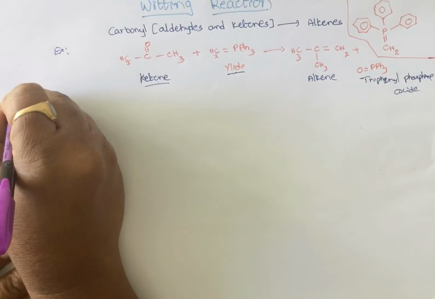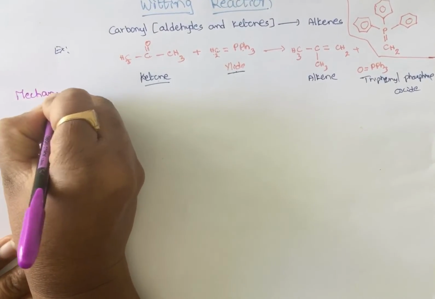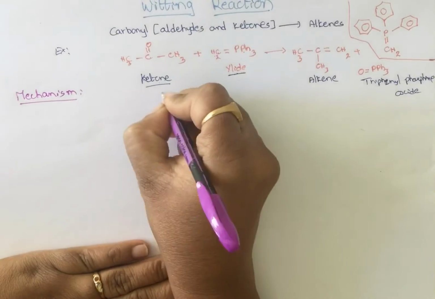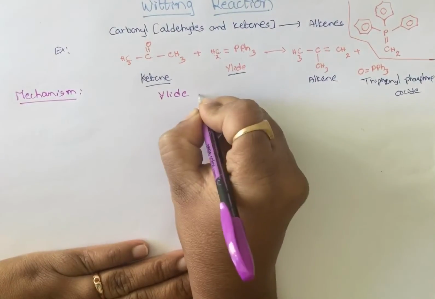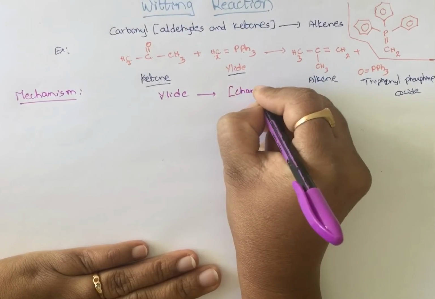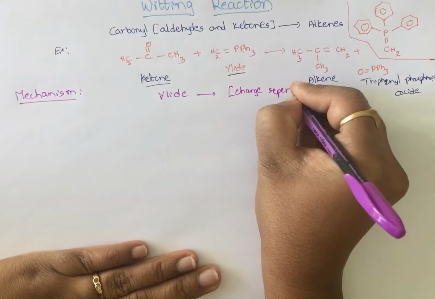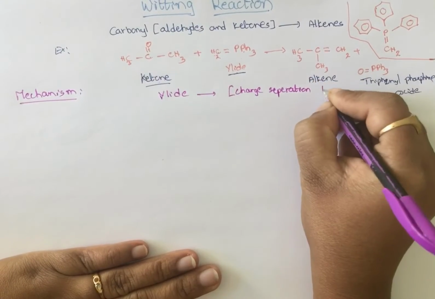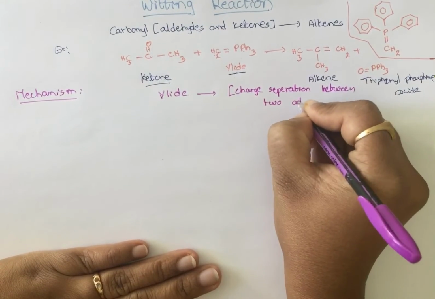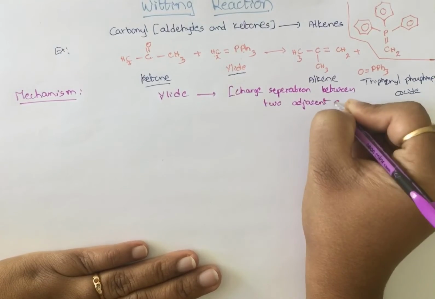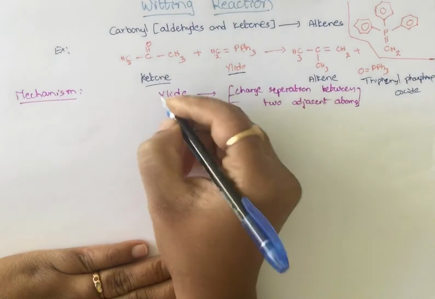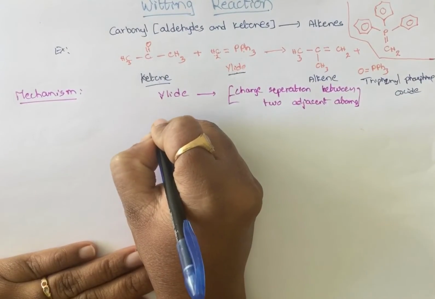Now let us discuss the mechanism of the Wittig reaction. Before explaining the mechanism, I want to explain what an ylide is. Ylide means anything which is having charge separation between two adjacent atoms. In this case, in the same example, I am going to take and explain.